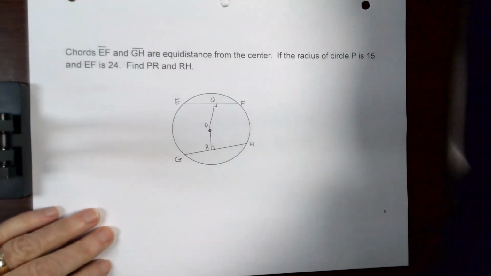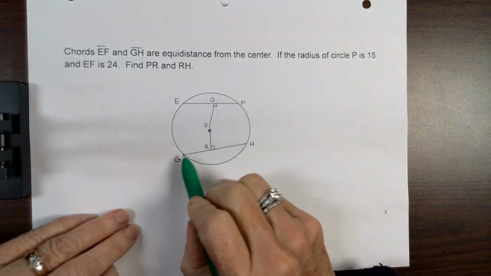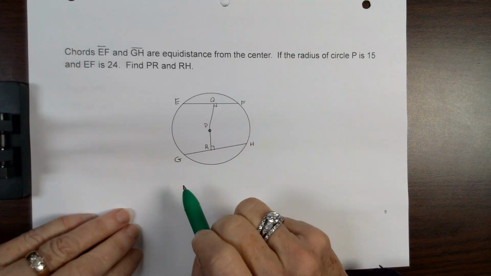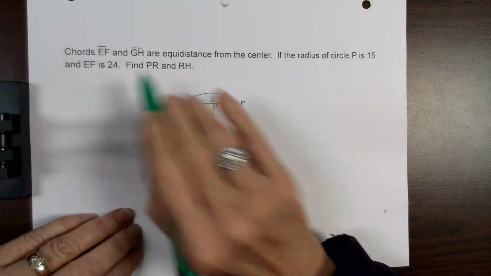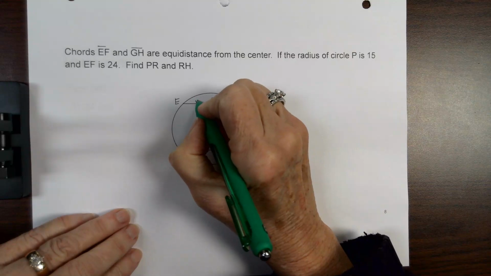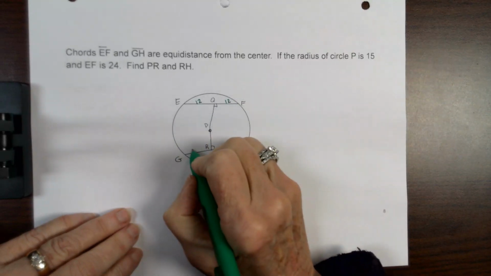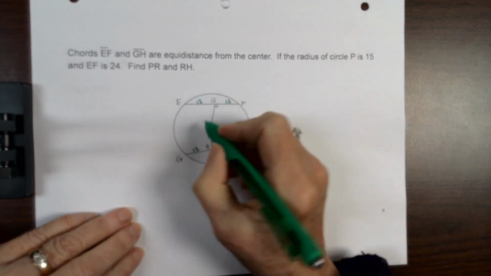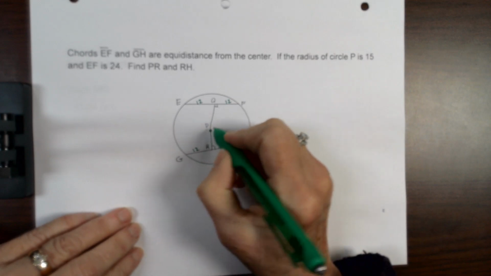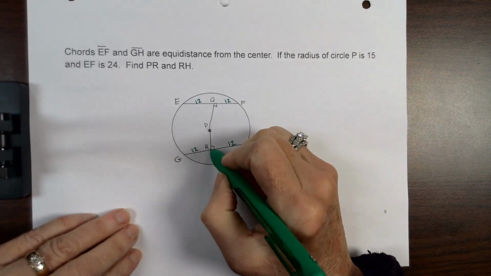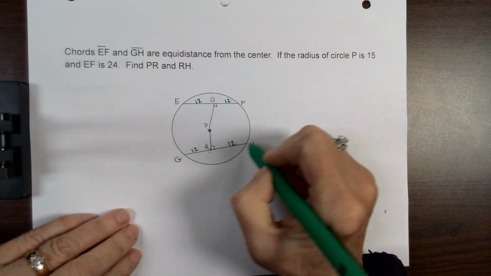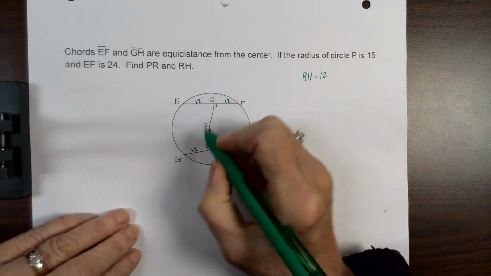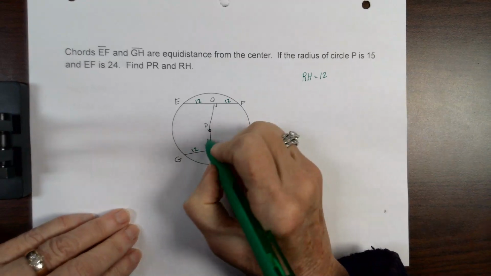All right, so here's another example. Chord EF and GH are equal distance from the center. It tells me EF is 24, which means each side of this is 12 and each side of this is 12. It tells me the radius of the circle is 15, and I want to find PR and I want to find RH. Well, I just found RH. RH is also going to be 12. So I've got to find PR, which is this right here.